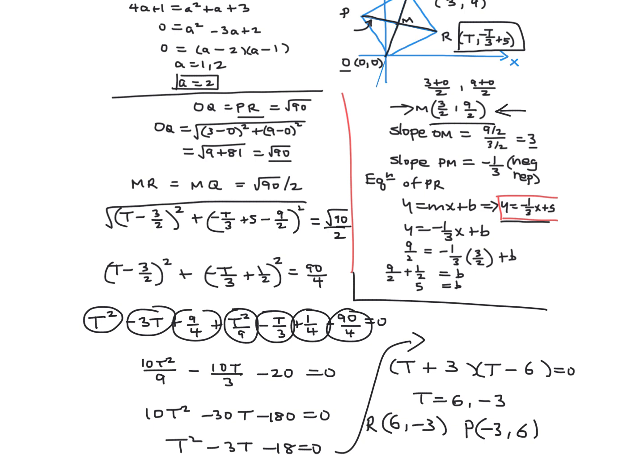Wait, hold on. One second here. I think I calculated this wrong. If it's 6, then it would be 3. Sorry, this is plus 3. Little things like that kind of mess you up. Yeah, so the diagram is drawn properly, actually. So you get 6, 3, which makes perfect sense to be R. And then we have minus 3, 6, which makes perfect sense to be P. Okay, there we go. We got the coordinates.